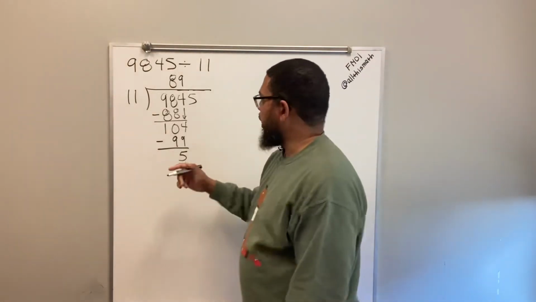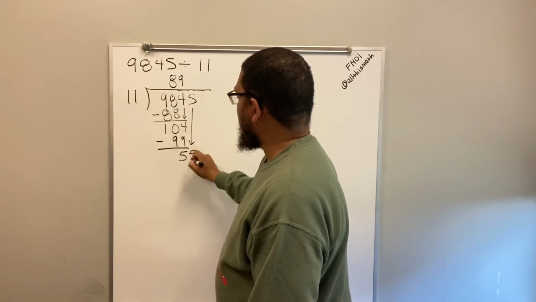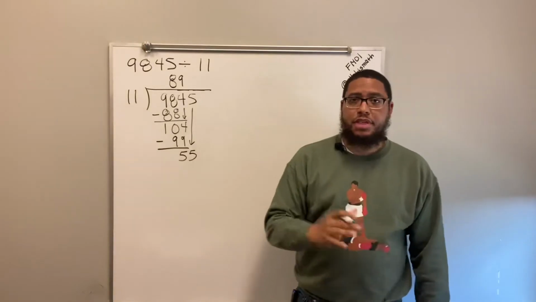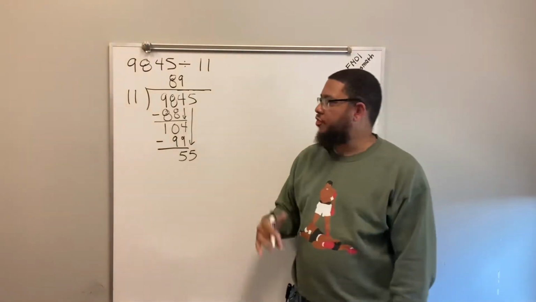So now I'm going to do that same step. I'm going to bring down this last digit from the dividend, which is 5. So now I have a 55. Now I want to know how many 11s can fit into 55. How many 11s can fit into 55?